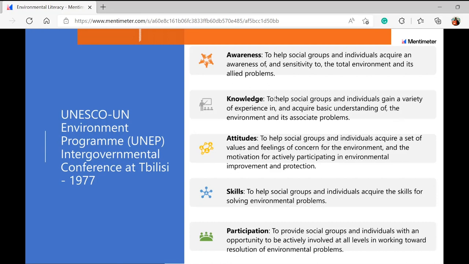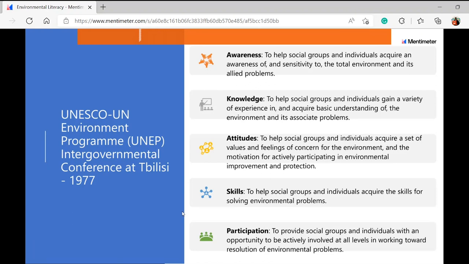Then we go to attitudes, which are an important determinant of behavior: to help social groups and individuals acquire a set of values and feelings of concern for the environment and the motivation for actively participating in environmental improvement and protection. And then environmental education in terms of its goals also has the element of development of skills, which is related to competence, to help social groups and individuals acquire the skills for solving environmental problems.